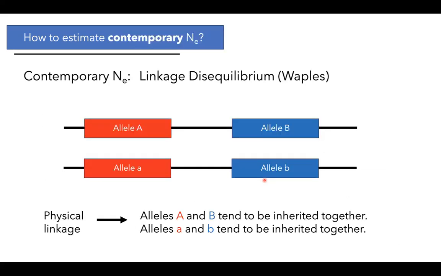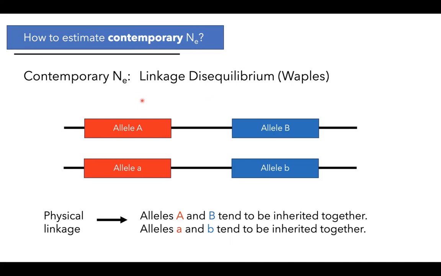Okay. So let's focus on this first type of NE, contemporary NE. There's a lot of different methods to do this. I'm going to focus on one of the more popular ones, and I think one of the more powerful methods. And this focuses on linkage disequilibrium. It's a method that Robin Waples came up with. And basically what we're looking at is how associated are alleles at different genes.